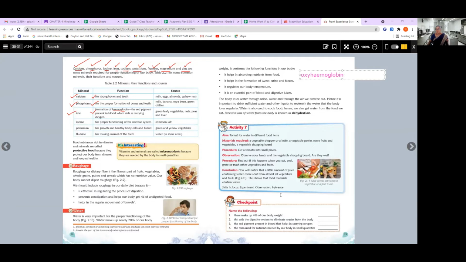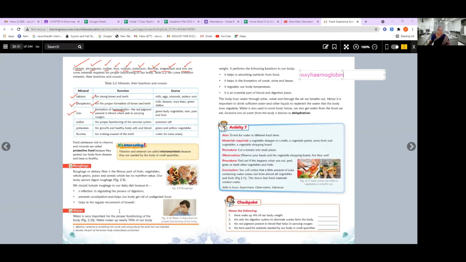Oxyhemoglobin. Okay, so in our body, our blood is going in the form of this oxyhemoglobin. So in this way, this hemoglobin carries oxygen to our body. So it is only a carrier for the oxygen. It is called a carrier for the oxygen.